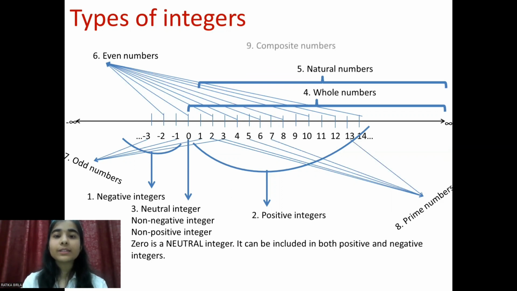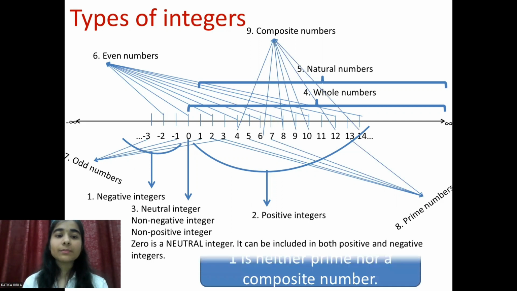Let's move to composite numbers. Composite numbers are those numbers which have factors smaller than itself and are prime numbers. For example, 4. 4 has a factor 2. So 2 multiplied by 2 gives 4 and 2 is a prime number. So 4 is a composite number. 6. 2 multiplied by 3 gives 6. 2 and 3 both are prime numbers. So 6 is a composite number. Similarly, 8, 9, 10, 12, 14 are composite numbers.